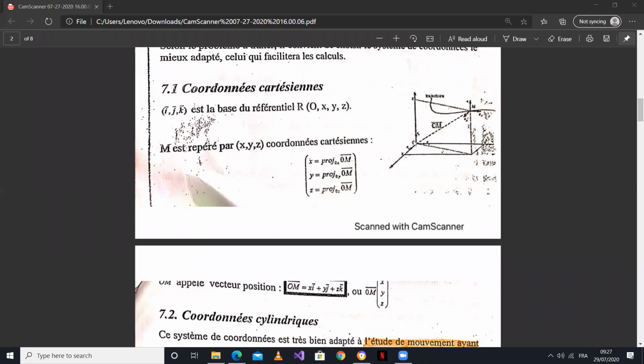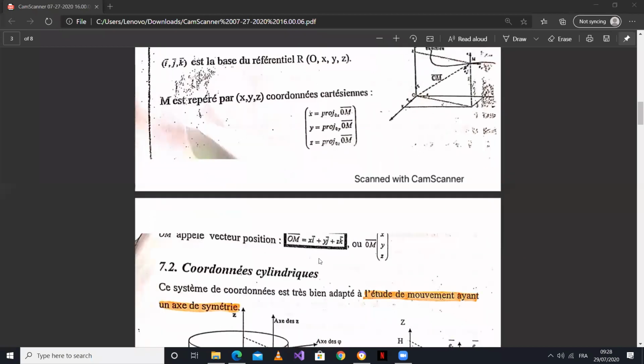We have the x-axis, the y-axis, the z-axis, and then we have our vector OM, which is moving in space, and its position can be gotten from here. We have x, then we have y, and we have z, and you get your position. So you note OM is equal to XE plus YG plus ZK in space. On appelle this one, the OM, the vector position. OM is equal to XE plus YG plus ZK.